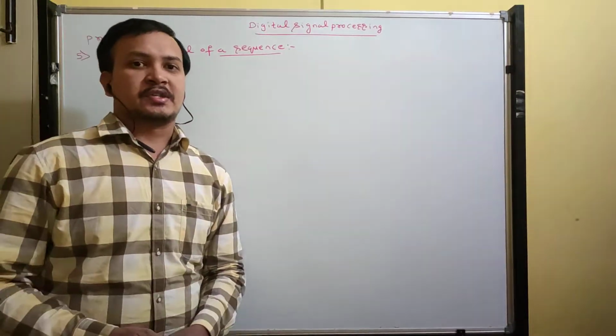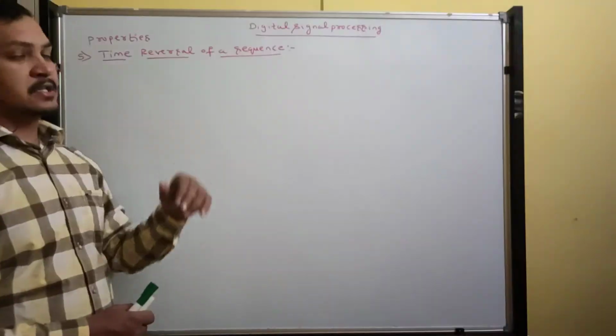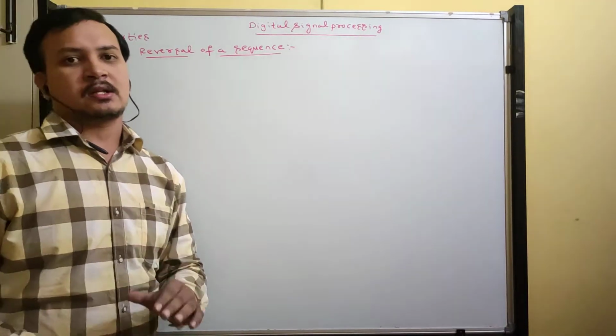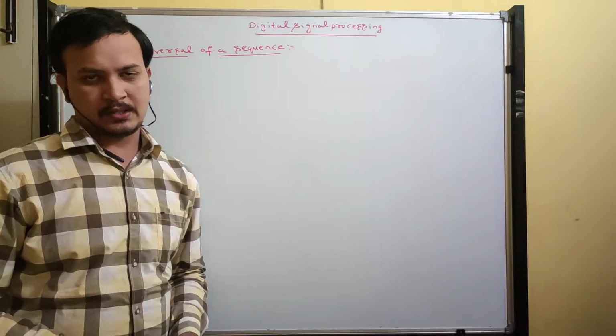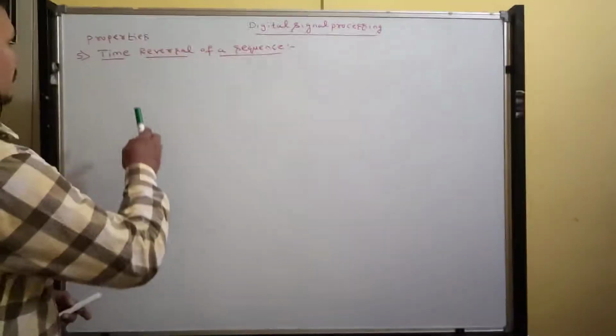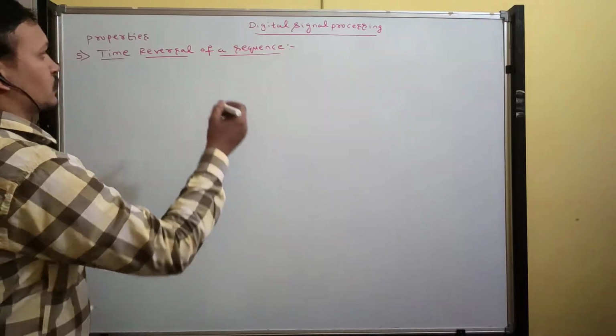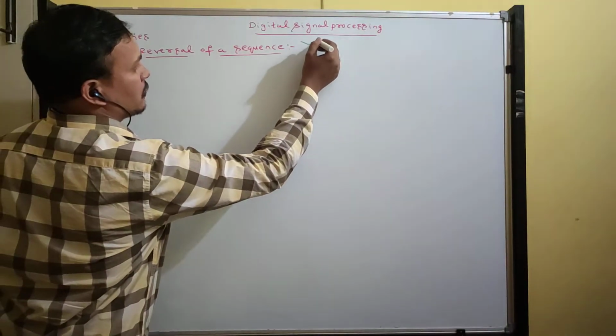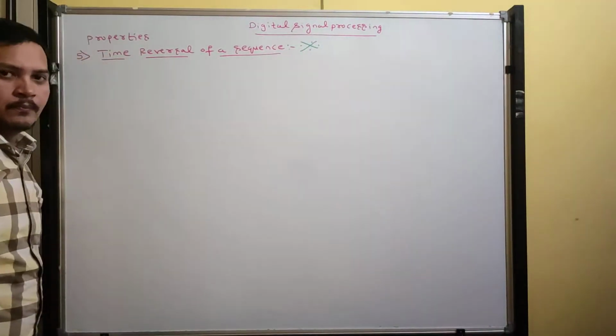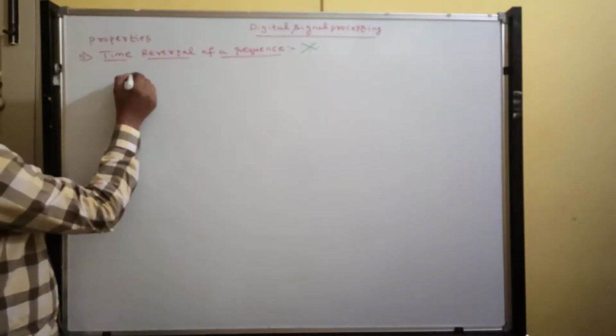Today we are going to discuss properties of discrete Fourier transform. Last class I covered 4 properties. So the next property is time reversal of a sequence. This property is very important from an exam point of view. Let's look at here.